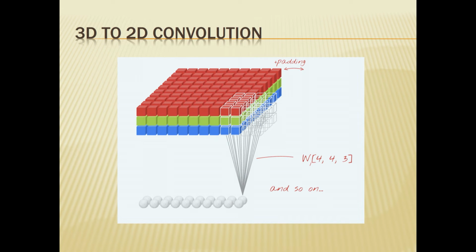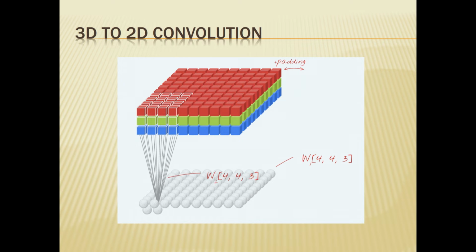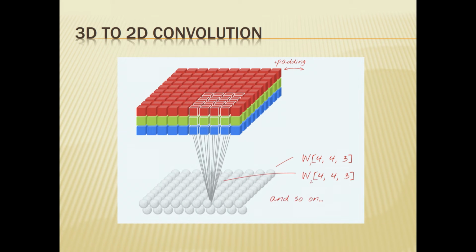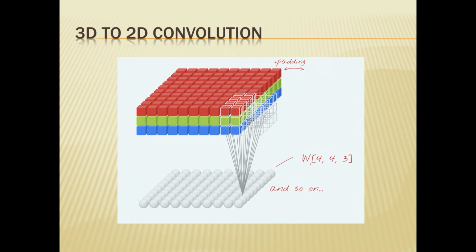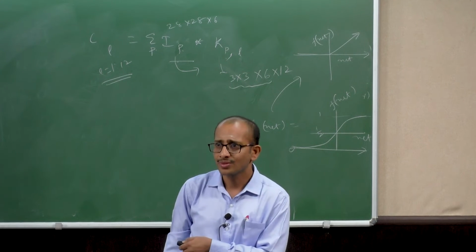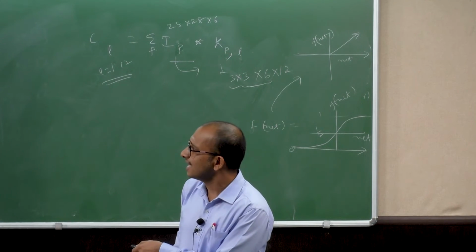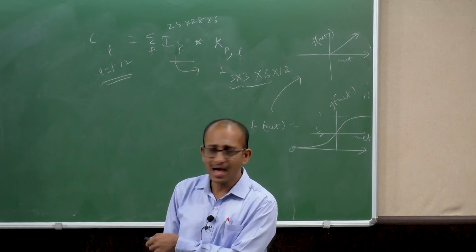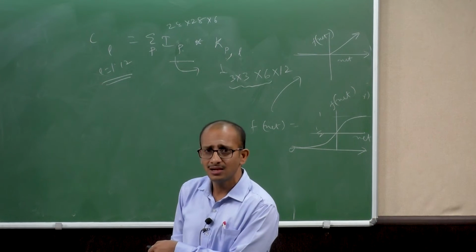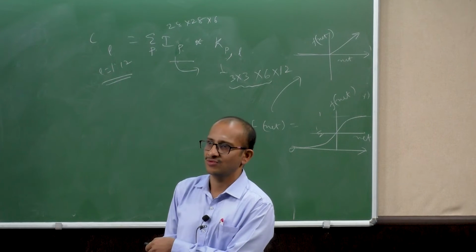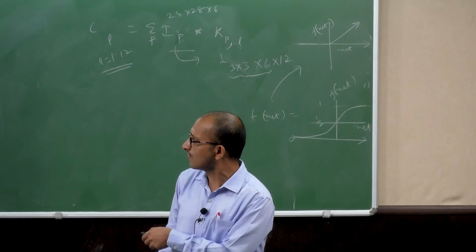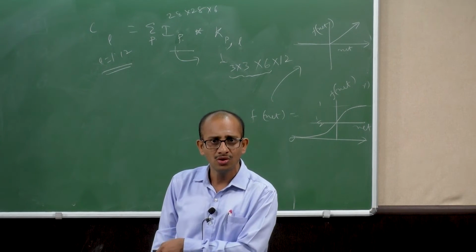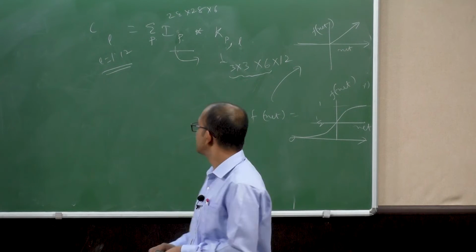What is happening here? This filter is 4 cross 4 cross 3. How many such filters do I have, how many maps do I need? If I need 12 output maps, how many filters should I have? 12 filters. If instead of 3 channels I have 5 channels before, what will be the dimension of this? 4 cross 4 cross 5. And if I need 8 output maps, how many times do I have to do this? W1, W2 up to W8. So that's how it happens.